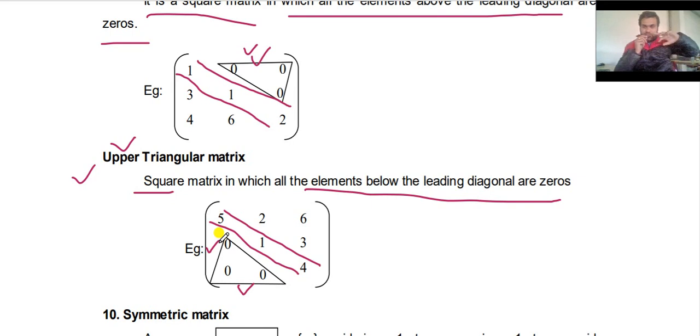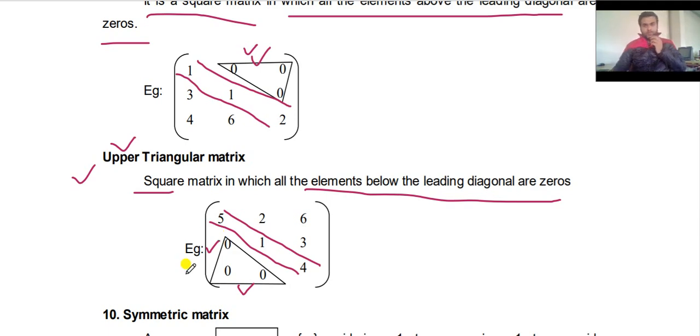So these are vice versa. If you remember this trick, that they are opposites: when we talk about an upper triangular matrix, the elements below the leading diagonal are 0, and when we talk about a lower triangular matrix, the elements above the leading diagonal are 0.